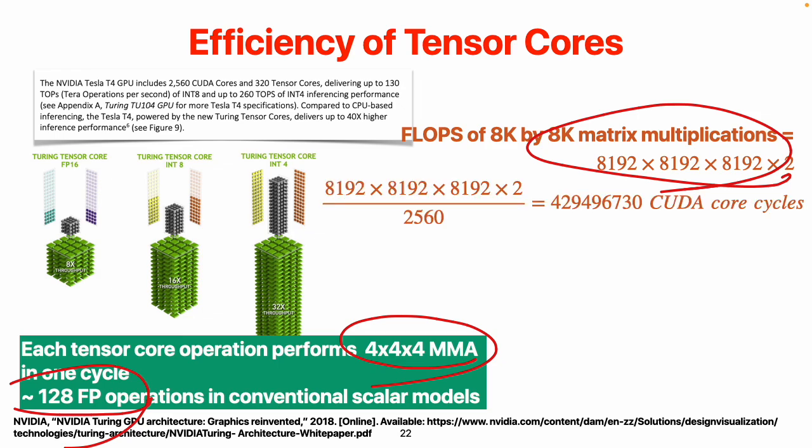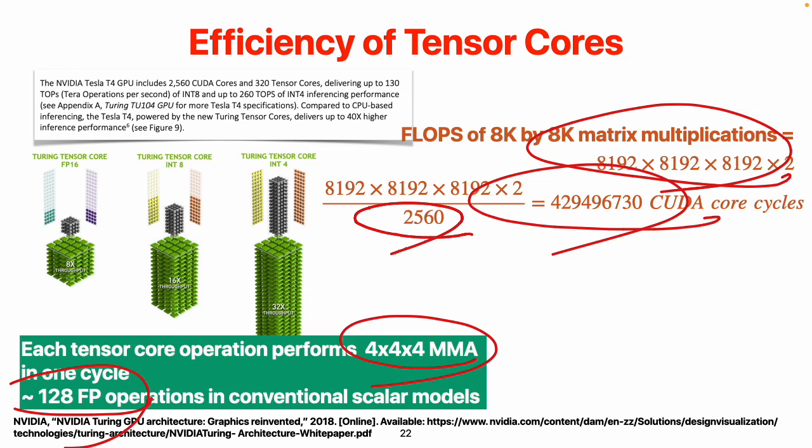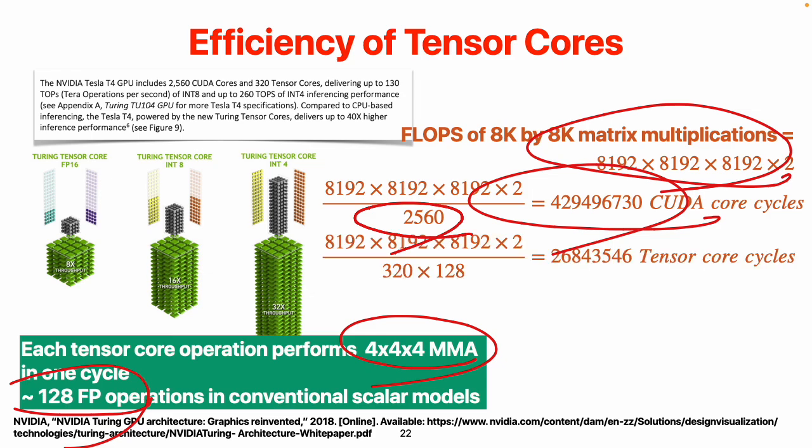And with conventional CUDA cores, for example in the Turing architecture, you have this amount of CUDA cores. If we divide this amount of floating point operations by the number of CUDA cores we have, then this is the number of CUDA core cycles that we would need. So this is the estimation of the CUDA core performance, optimally. However, if you have tensor cores, in the Turing architecture we have 320 tensor cores, and each tensor core is capable of performing equivalently 128 floating point operations for the matrix multiplication.